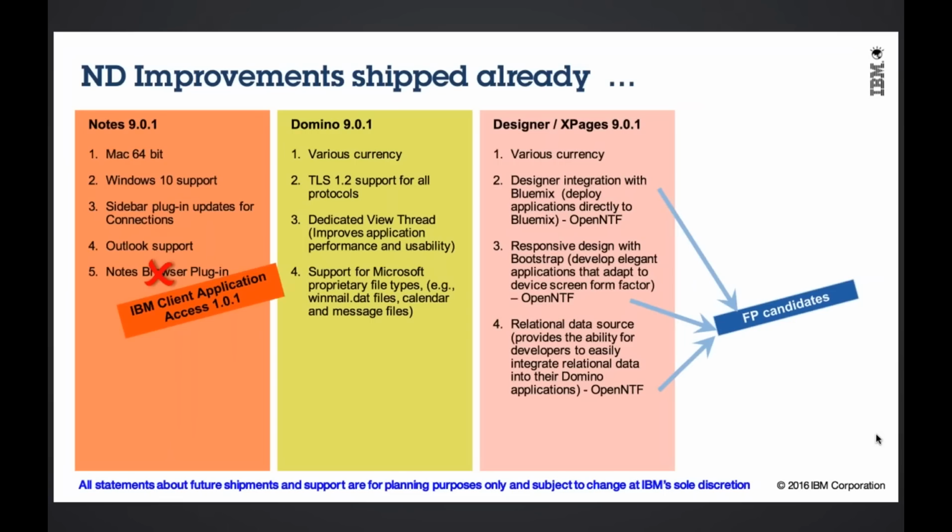On the Domino side, we've updated the currency, TLS 1.2, dedicated view thread, support for Microsoft proprietary files, so we've made some improvement on the calendar side. And then on the designer side, I'm going to let Martin get into this in greater detail, but he'll describe our cadence here, where we will first start releasing to OpenNTF, and then we'll incorporate that into Feature Pack candidates. So Martin's going to cover that in great detail, so I'm not going to get into that in too much depth here. So if we can go to the next slide.